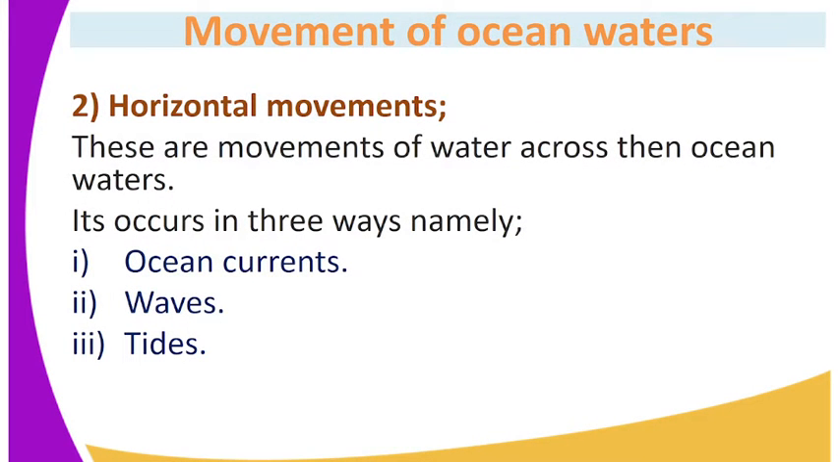Movement of ocean water. The second one is horizontal movement. These are movements of water across the ocean waters. It occurs in three main ways. One, ocean currents. Two, waves. And the third one is tides.